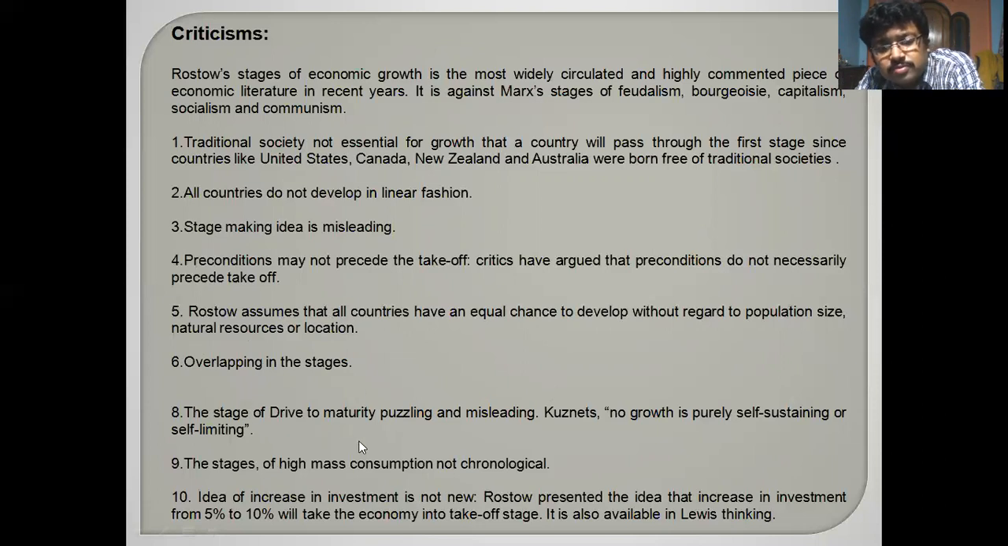The stage of drive to maturity is puzzling and misleading, said Kuznets. No growth is purely self-sustaining or self-limiting. The stage of high mass consumption is not chronological. This is an important criticism. The idea of increase in investment is not new, as Rostow mentioned. Rostow presented the idea that an increase in investment from 5% to 10% will take the economy into the takeoff stage. It is also available in Lewis's thinking. So what is new here? So these are the criticisms you can find.